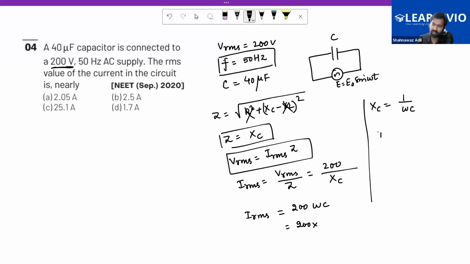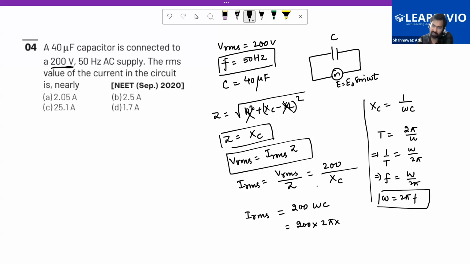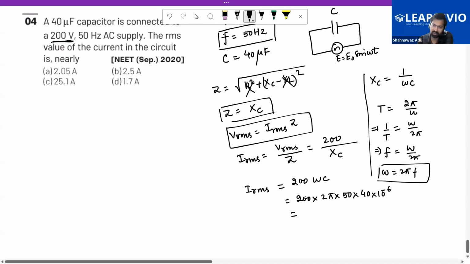We know that T is 2 pi by omega. And we reciprocate this thing, so 1 by T is omega by 2 pi. 1 by T is frequency. This is omega by 2 pi. So omega is 2 pi and frequency, right? So frequency is given. So this is 2 pi and frequency is 50. Capacitance is how much? 40 microfarad, that is 10 to the power minus 6. So if we put all these values, how much will we get? What is the answer? So they have written in this thing.